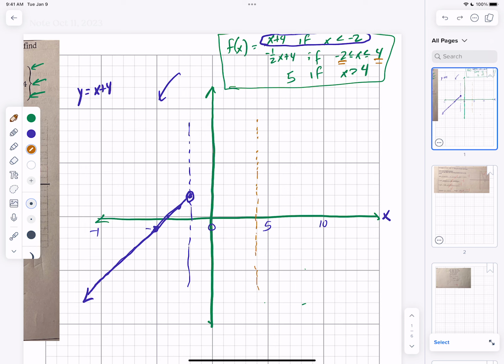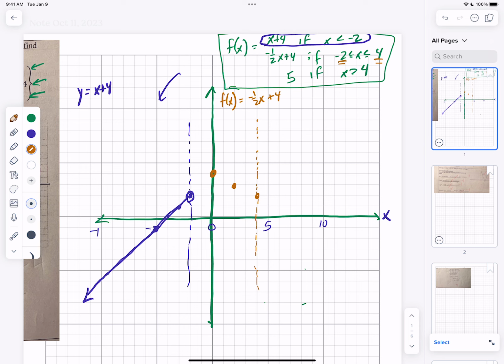Okay, so when x is in this range, we're going to say f of x is equal to -1/2 x, slope -1/2, plus 4. So we know how to graph that too. We go to our y-intercept of 4, and our slope is -1/2, down 1 over 2, down 1 over 2. So we're just going to graph this guy.